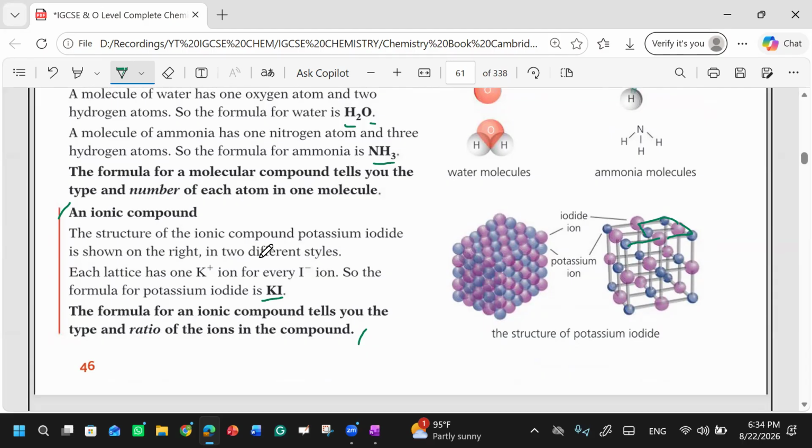In the last two lines, they have mentioned that the formula of ionic compounds tells you the type and ratio of the ions. Can you tell me what it means? Firstly, what is the type? Type means is this ionic or is this covalent? What type of bonding is it? This is ionic bonding, right? Now, what about ratio?